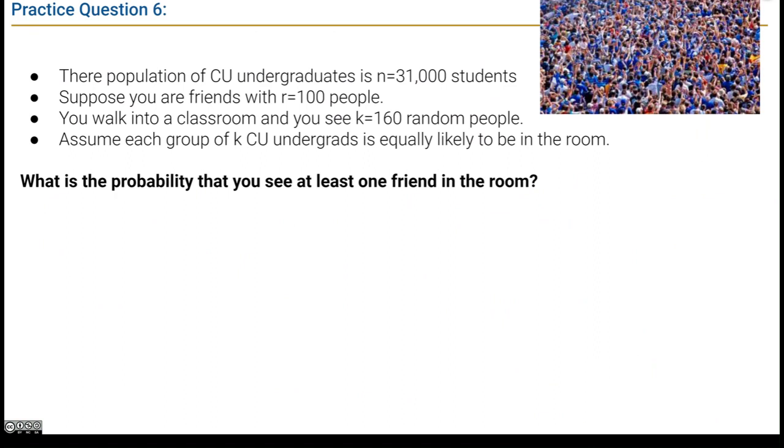All right, next question. Population of CU undergrads is 31,000. Suppose you have 100 friends. You walk into a classroom and you see 160 random people. What is the probability that you see at least one friend in the room? And we are going to assume equally likely outcomes in the sense here that each group of K undergrads is equally likely to be in the room.